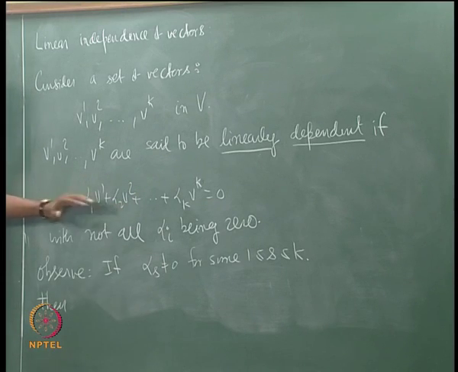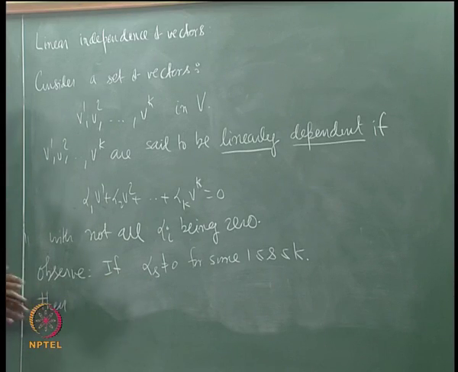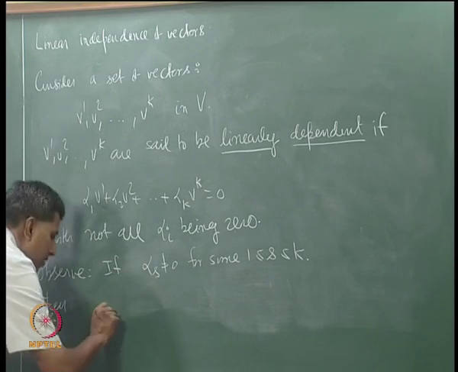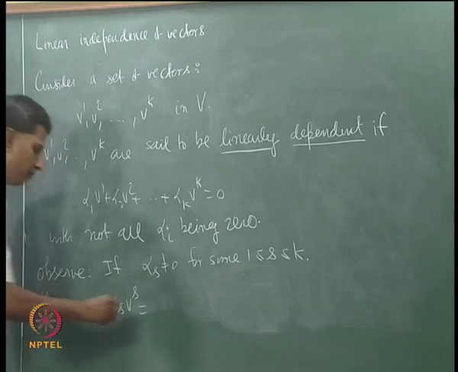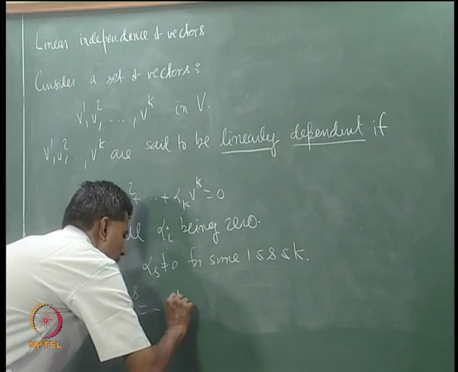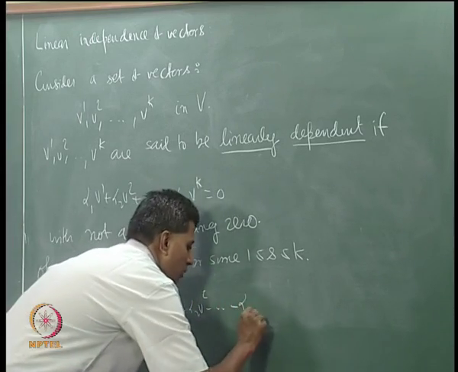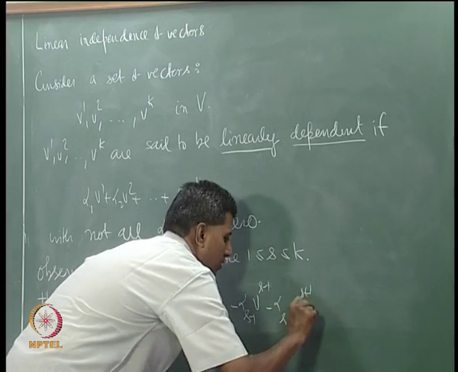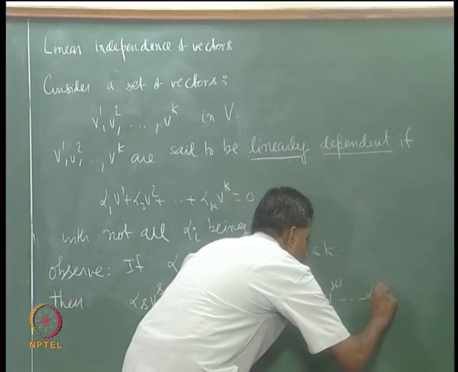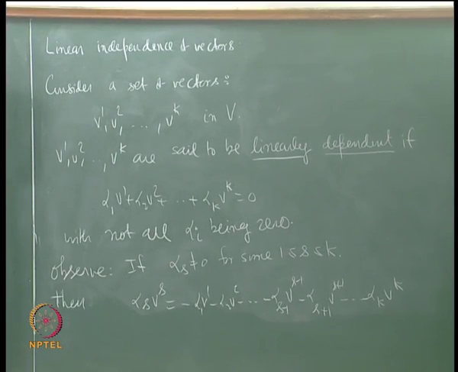If this holds, then I have linear dependence. Observe that alpha s is not 0. I push all the other vectors to the right hand side and just have alpha s vs on the left: minus alpha 1 v1 minus alpha 2 v2 etc., minus alpha s minus 1 vs minus 1 minus alpha s plus 1 vs plus 1 etc., minus alpha k vk. I have simply pushed the other vectors to the right hand side.